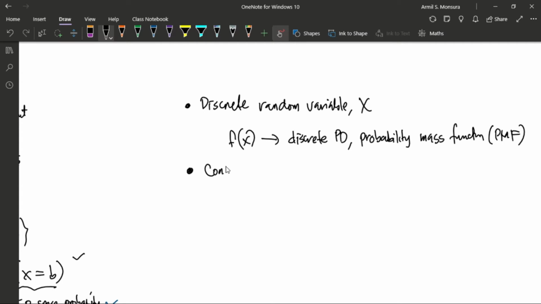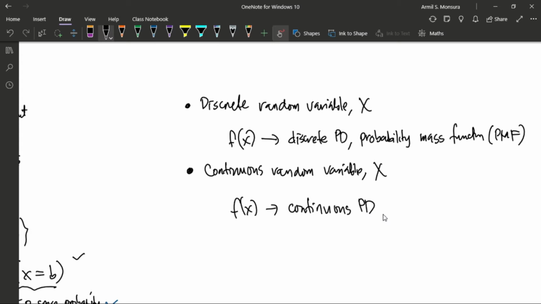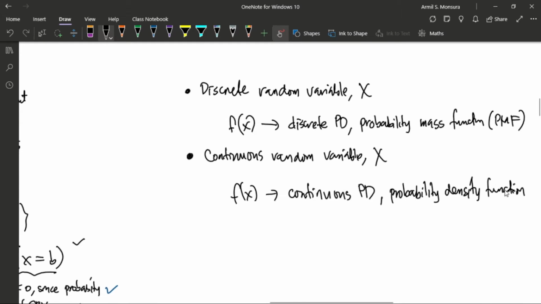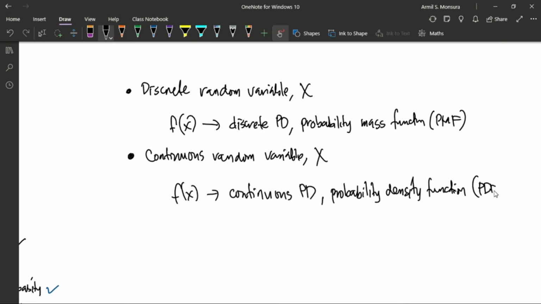While for a continuous random variable x, this f of x is now called a continuous probability distribution. That's its generic name. Or we can simply call this the probability density function, or PDF. So we emphasize these differences, because when you study higher courses that use probability theory, you will use those terms there.